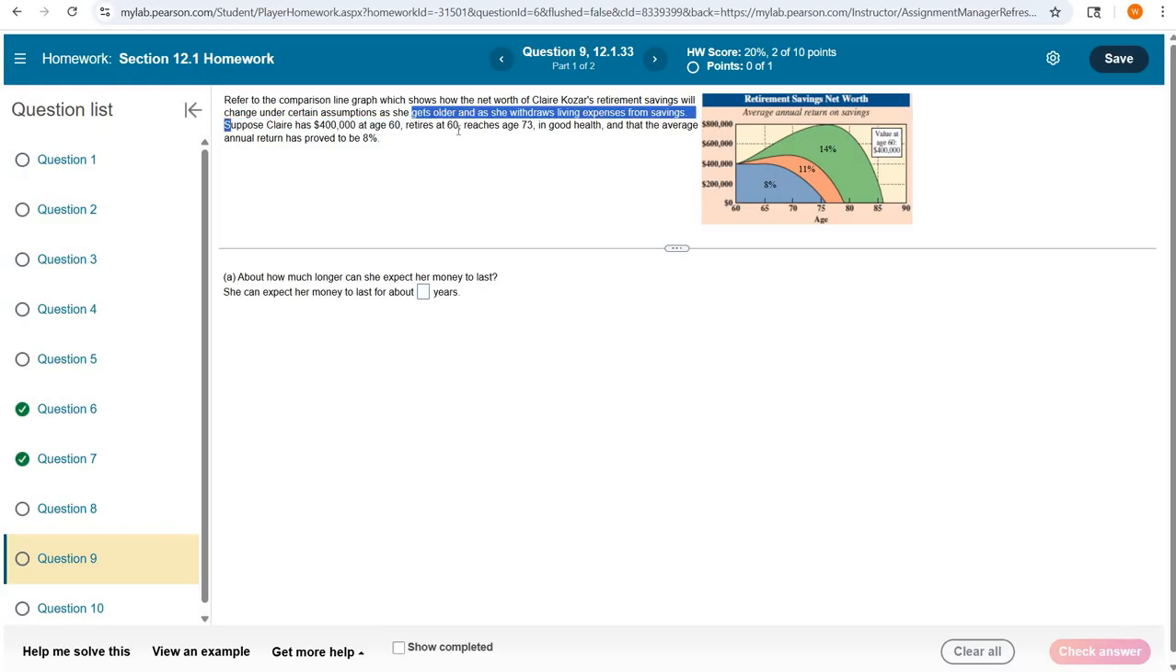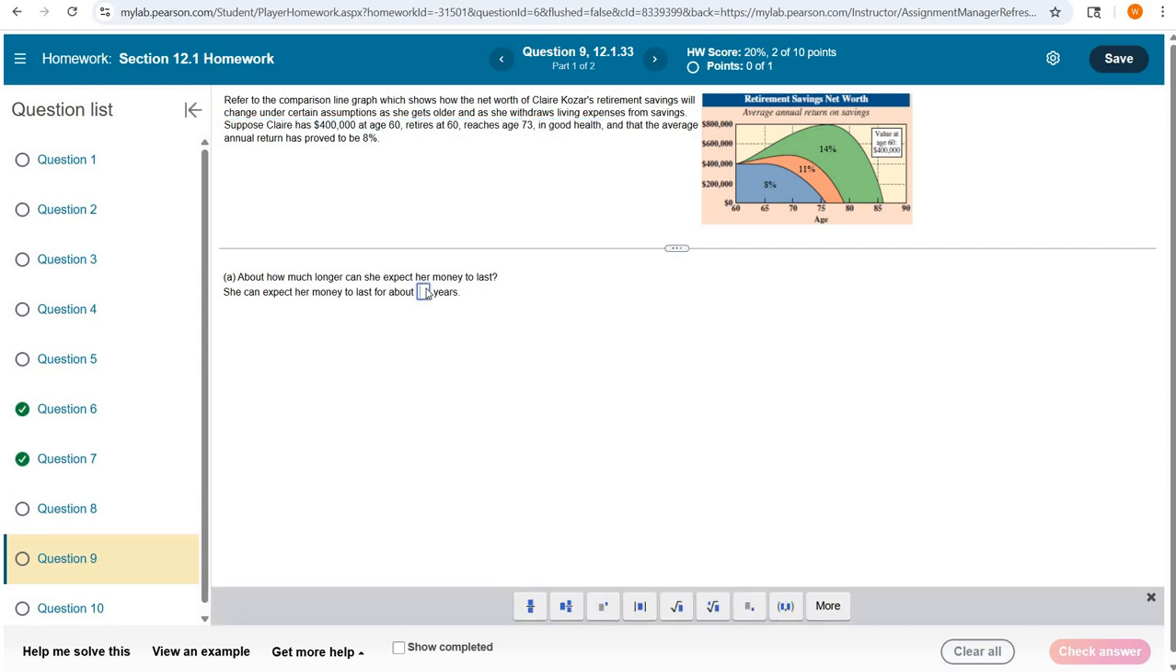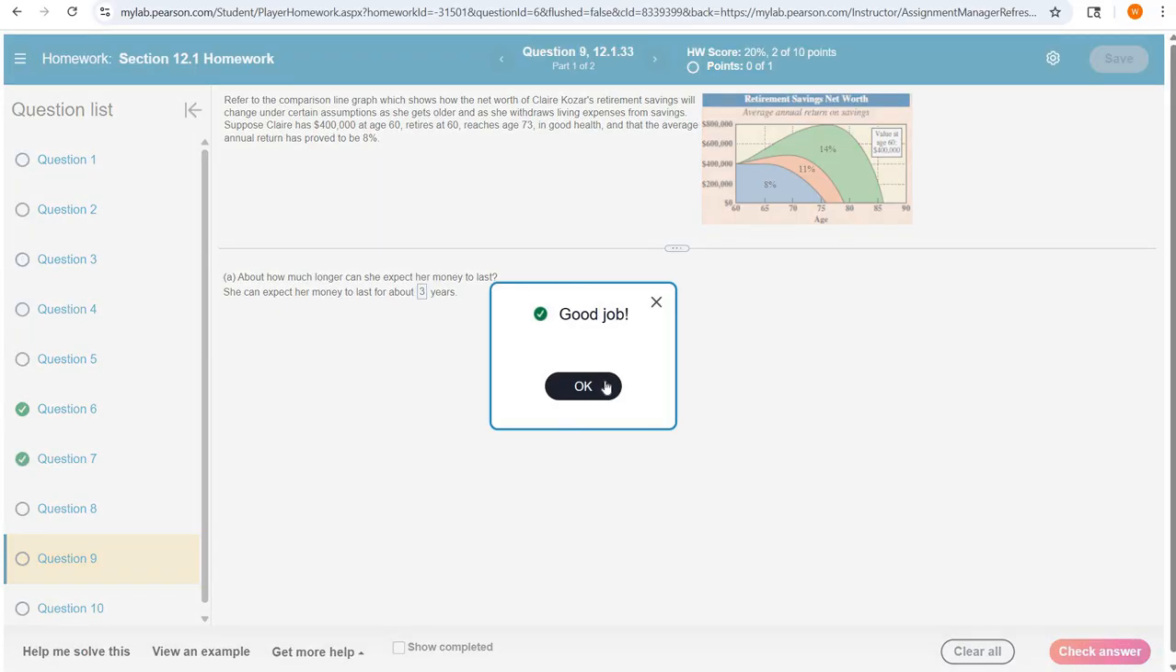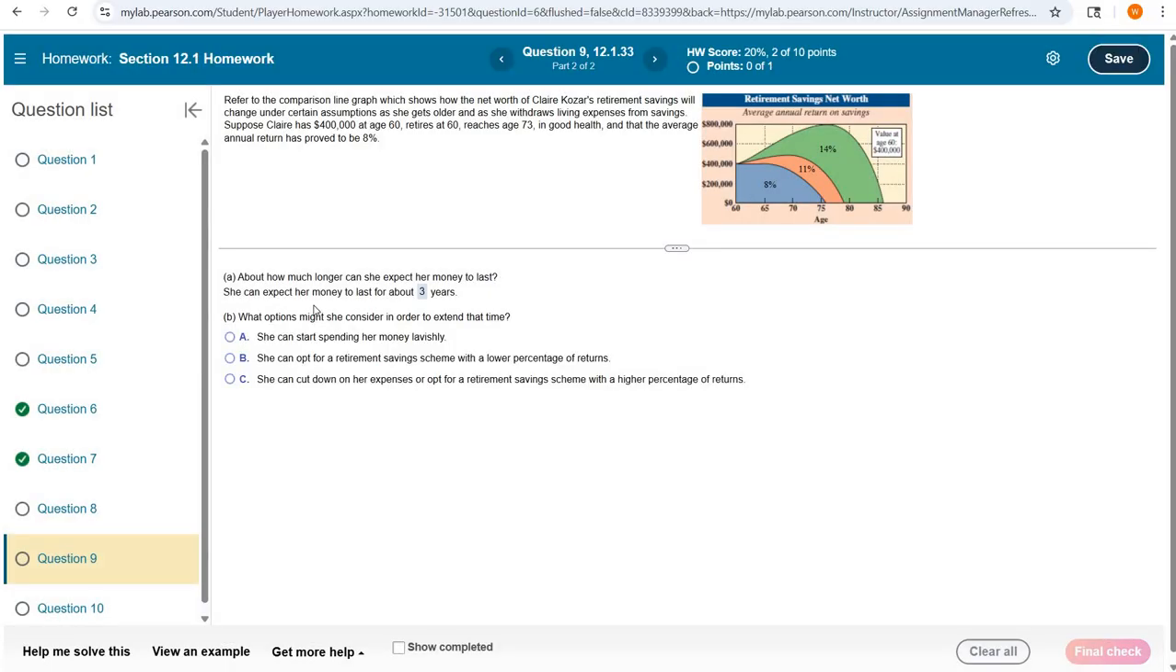Suppose Claire has $400,000 at age 60, retires at 60, reaches age 73 in good health, and that average annual return has proved to be 8%. So she's 73 right now. How many more years will her money last? I'm looking at that blue line at 76 years of age. 76 is 3 years beyond 73. And they're making sure that I'm a good analyzer. So you want to read that information.